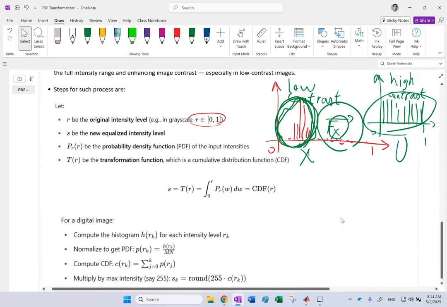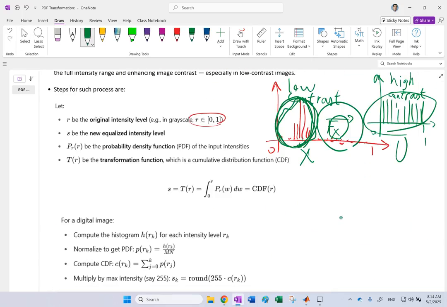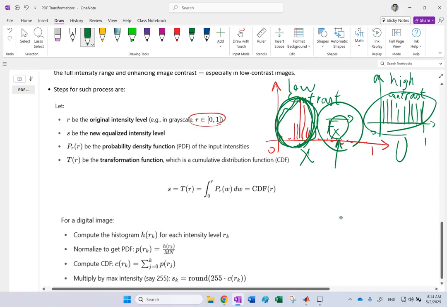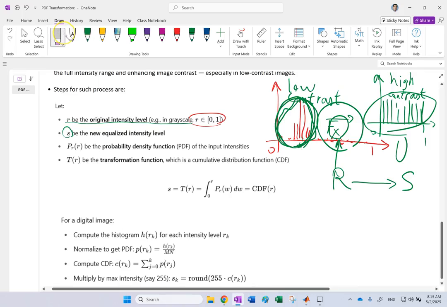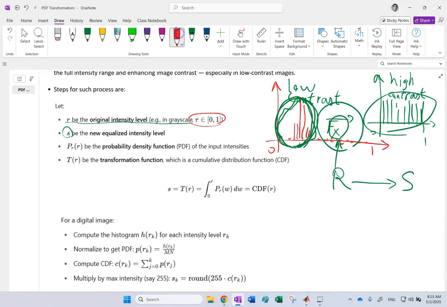But here, we don't have a function for this. We just have a bunch of numbers. How would you find this function? Well, you have to find this function also numerically and treat it like a lookup table. How? You start from the original intensities between 0 and 1, column R. Now, if the new equalized intensity levels are S, so you go from R to S instead of X to U, the function that you need to use here, as I said, is the CDF of the R.